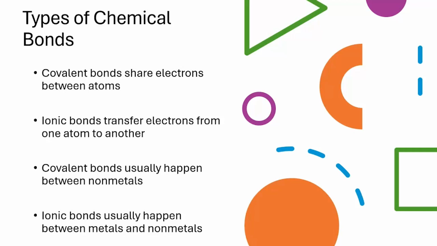Covalent bonds happen when nonmetals share, while ionic bonds usually happen between metals and nonmetals. So whether you're sharing or taking, bonding is all about making sure everyone is happy with their electrons. Let's keep going and look at compounds.